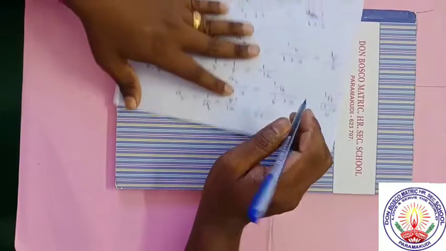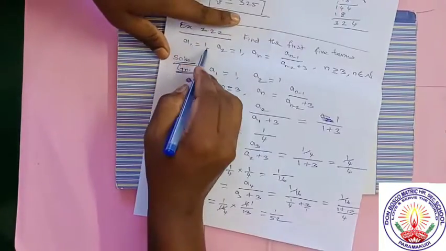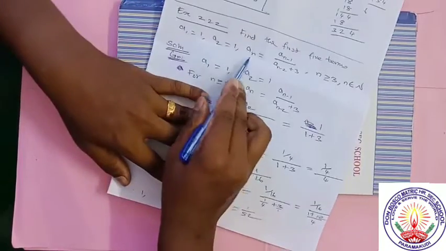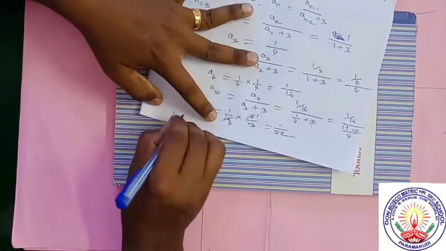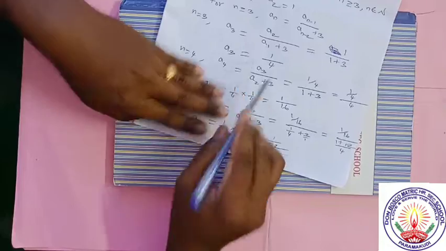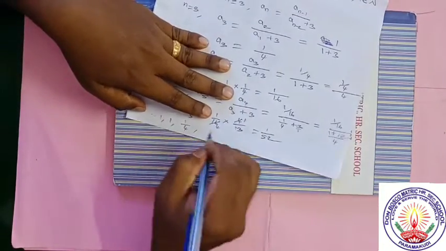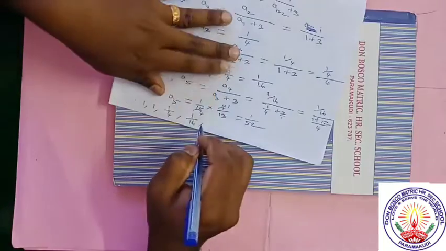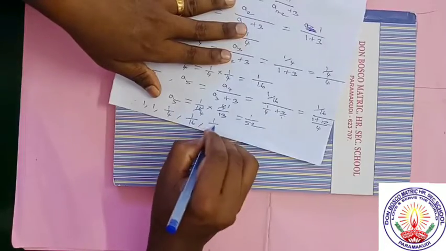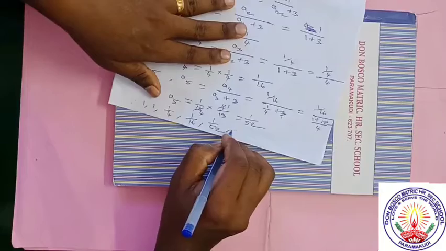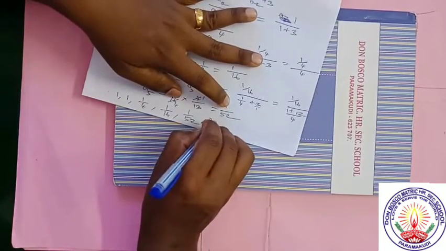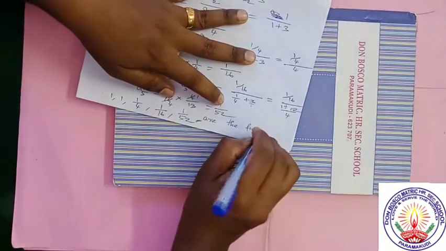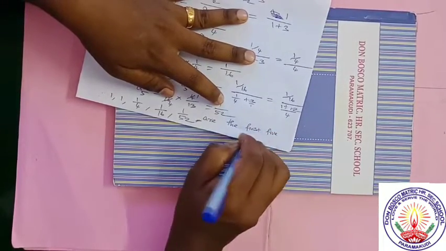Therefore, the first 5 terms, what is the first term? a1. a1 is equal to 1. So first term 1. Second term a2. a2 is equal to 1. Third term a3. a3 is equal to 1 by 4. Next term a4. a4 is equal to 1 by 16. Next a5. a5 is equal to 1 by 52, are the first 5 terms.